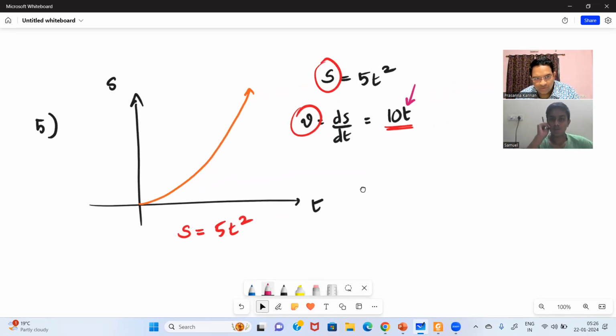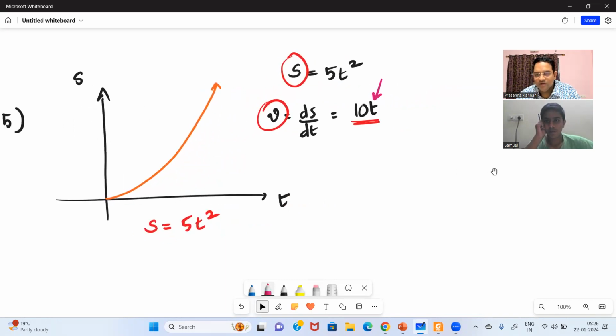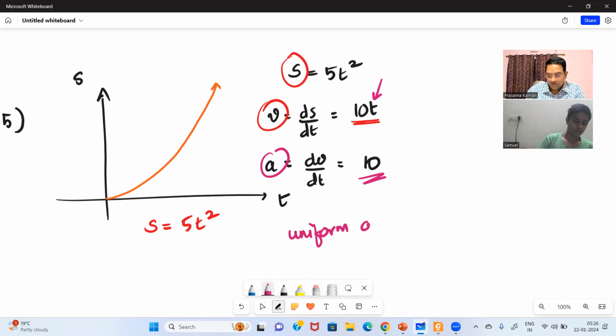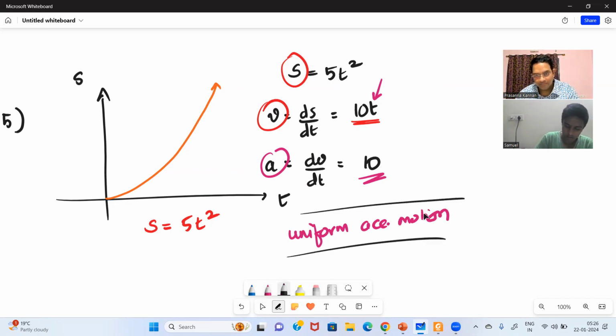Now at this point, you're only able to say whether it's uniform or non-uniform. Now we need to go one step further. So you differentiate again. So what do you get? 10. And what is this? Uniform accelerated motion. Yes, because your a is a constant, correct? So it is non-uniform motion, and in non-uniform motion, it is uniform accelerated motion. That's all. Is it clear to you?